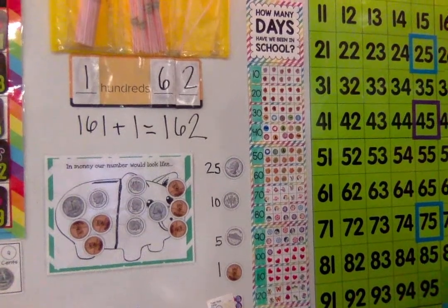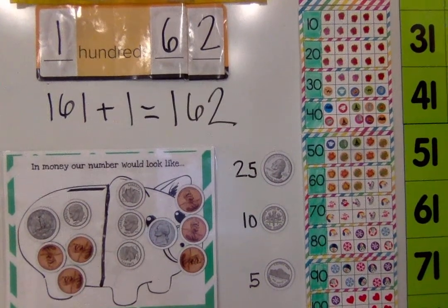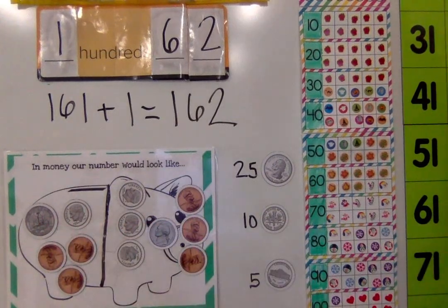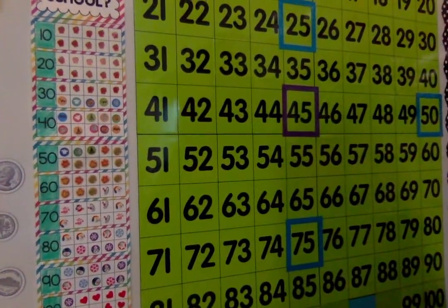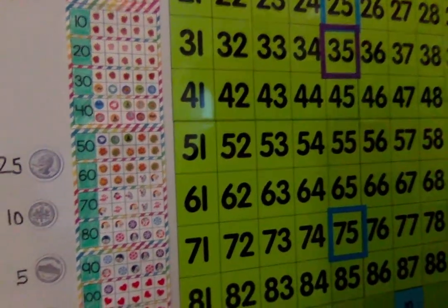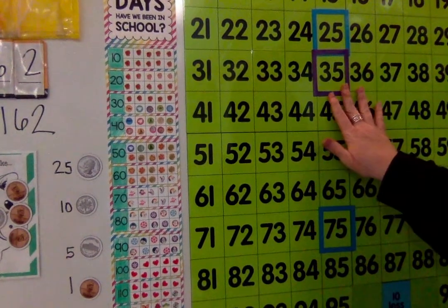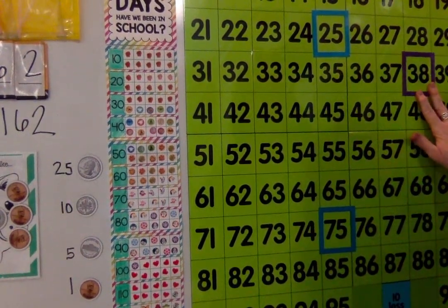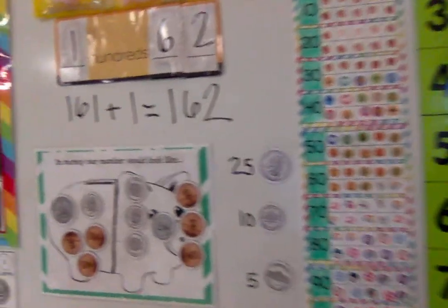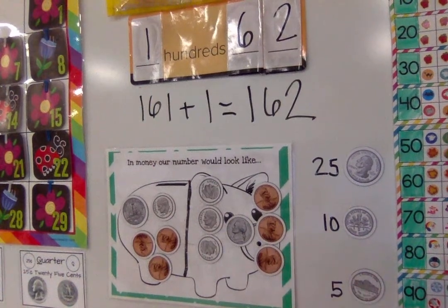How much money is in our piggy bank? I like starting with my 25 and going 10 more. Okay, so 25. 10 more gets me to 35. Then I needed 3 more. 1, 2, 3. So that shows me 38. Now over here I do see 3 dimes, 1 nickel, and 3 pennies.